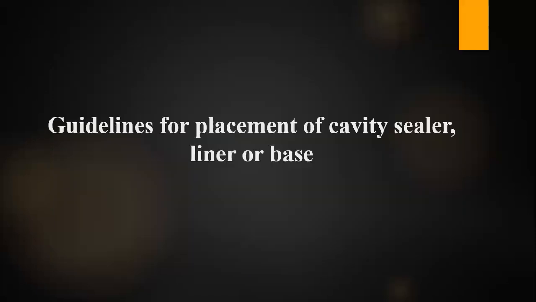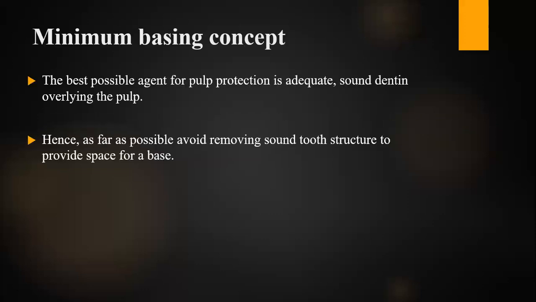Then guidelines for placement of cavity sealer, liner or base. Minimum basing concept: the best possible agent for pulp protection is adequate sound dentin overlying the pulp. Hence, as far as possible, avoid removing sound tooth structure to provide space for a base.